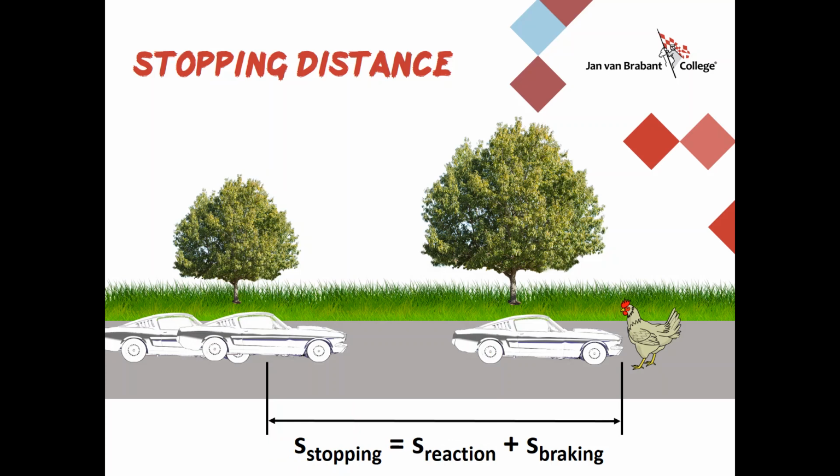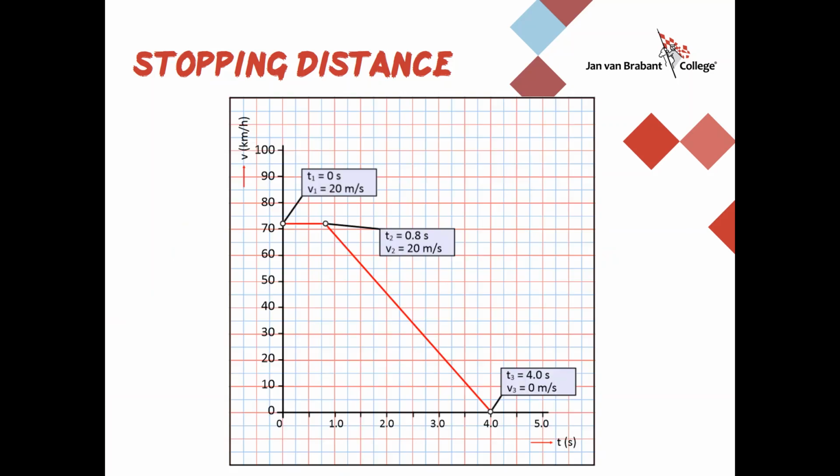Let's take another look at the same example, but now using a velocity time graph. Suppose the reaction time is 0.8 seconds and, during this time, the speed does not change. Braking takes another 3.2 seconds and, after a total of 4 seconds, the car comes to a stop. How can we determine the stopping distance of this car? Well, by figuring out the reaction distance and the braking distance first.